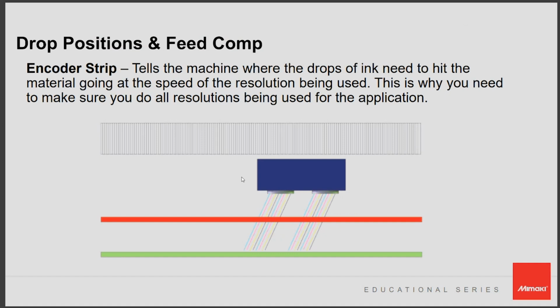Anyone that has a Mimaki machine, there are two very, very, very important end user adjustments or machine alignments that I want to go over. The first one is going to be drop position, and the second is feed comp. Let's talk about the encoder strip first.